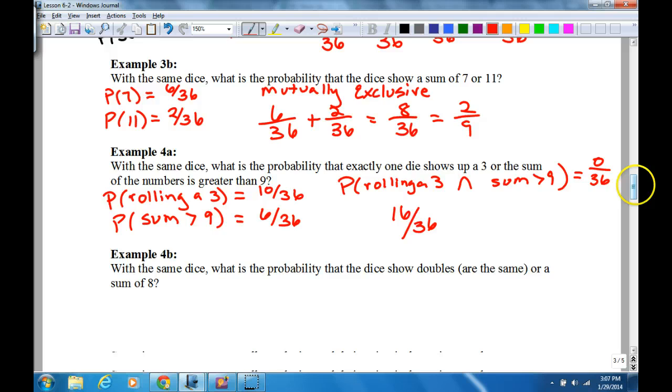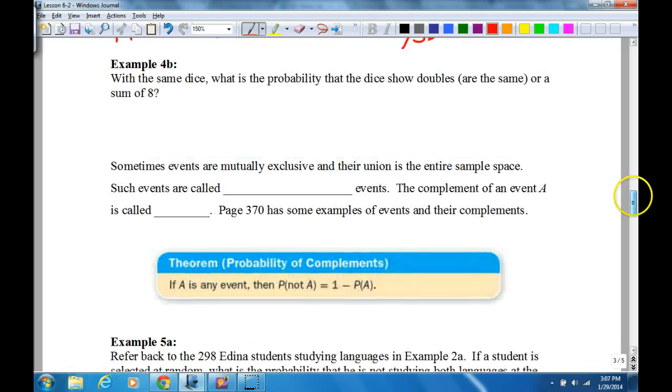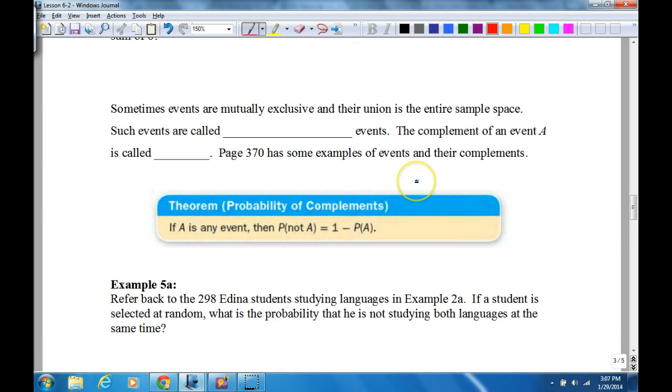So, before you go on, hold on, let's just talk about this part right here before the bell rings. You are not done yet, you guys, and if you don't hear me out, you're not going to be able to do this part. Okay, sometimes events are mutually exclusive and their union is the entire sample space. Such events are called complementary. The complement of event A is called not A.